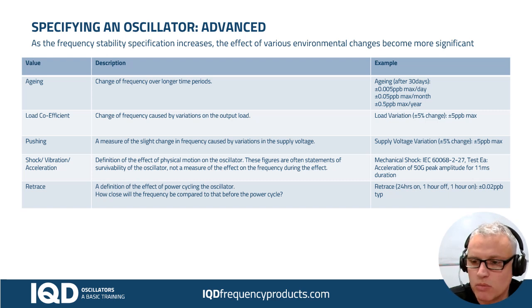And it might be something like 0.2 part per billion or something. So we're talking very small amounts. On a standard SPXO, these things are not worth worrying about, but on something like an OCXO, it becomes significant.